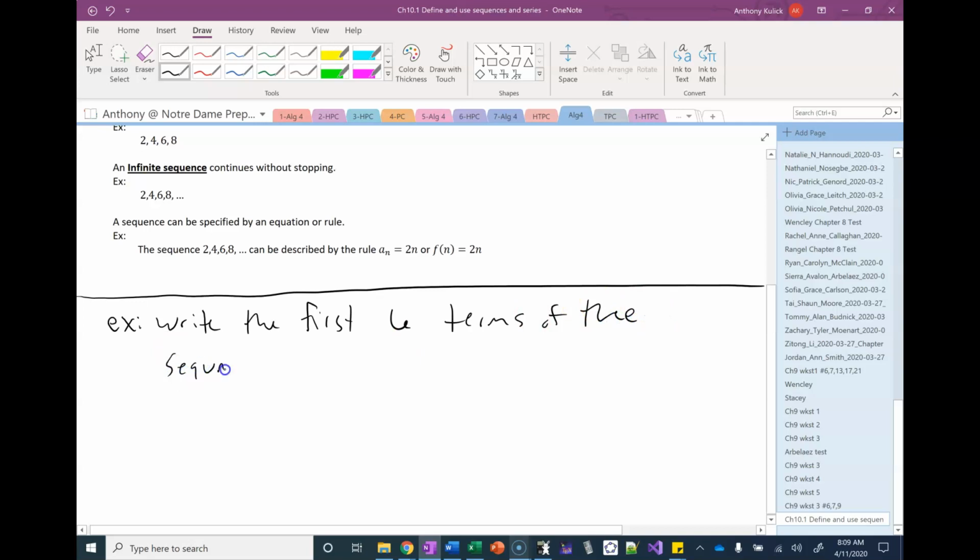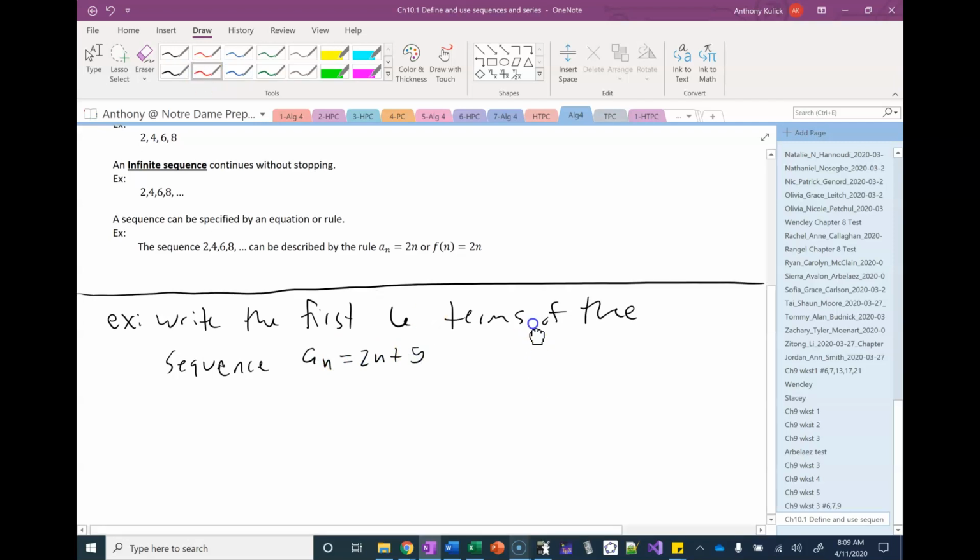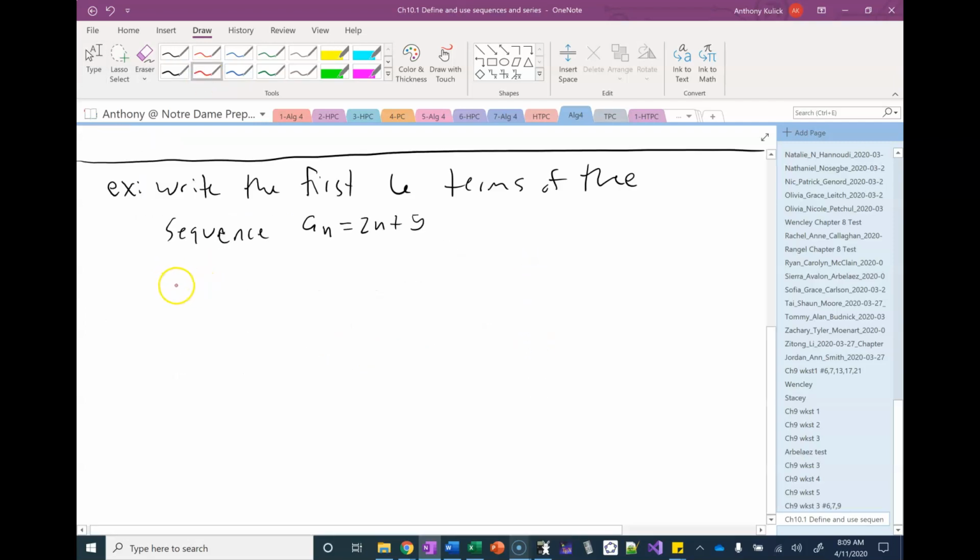So let's say we want to write the first 6 terms of the sequence a sub n is equal to 2n plus 5. So the first 6 terms of the sequence are going to be a1, a2, a3, a4, a5, and a6. To generate the values for those terms, I'm going to be using this rule. And all I'm going to do is take my value for n and plug it into the space for n.